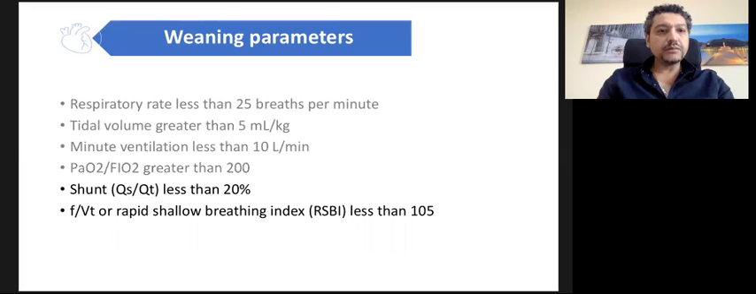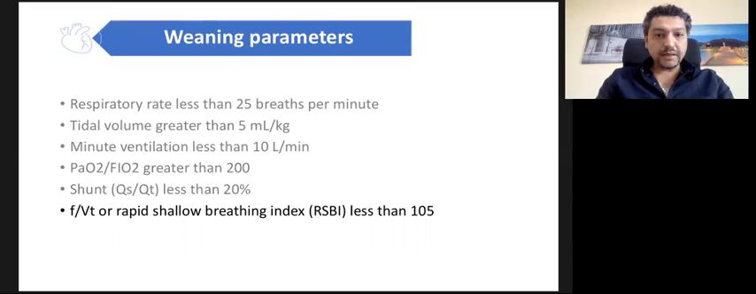A very important weaning parameter is the shunt fraction, or we call it the pulmonary shunt fraction. It should be less than 20%. So what is basically the pulmonary shunt fraction in brief? It describes simply the percentage of the blood that reaches the left side of the heart without picking up oxygen, very simply. For example, the patient who has pulmonary edema or pneumonia has an increased shunt fraction.